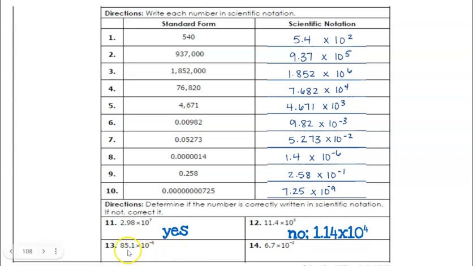Okay, what about number 13? 85 and 1/10 times 10 to the negative 5th. If you said no, you are correct, because it has to move over between the 8 and the 5, and since you're moving it, you also have to change your exponent, so it's going to be a negative 4. What about number 14? What do you think? I think that is correct. So how did you do?